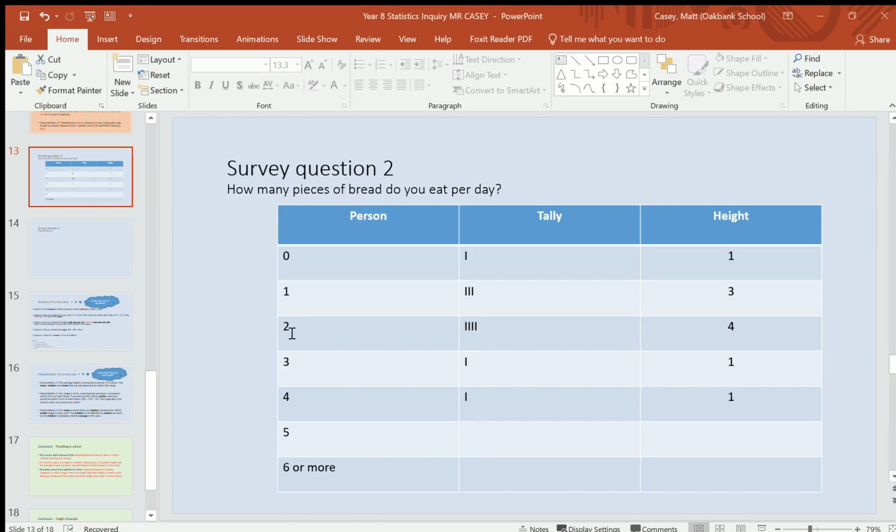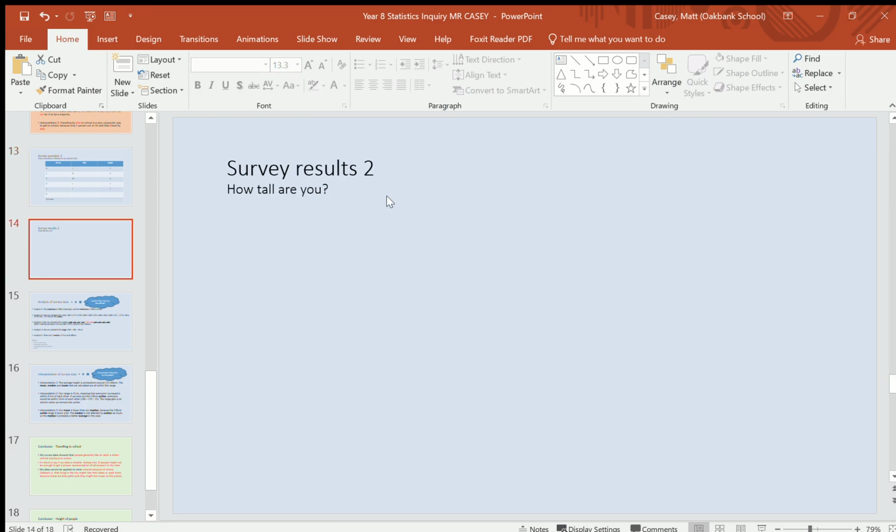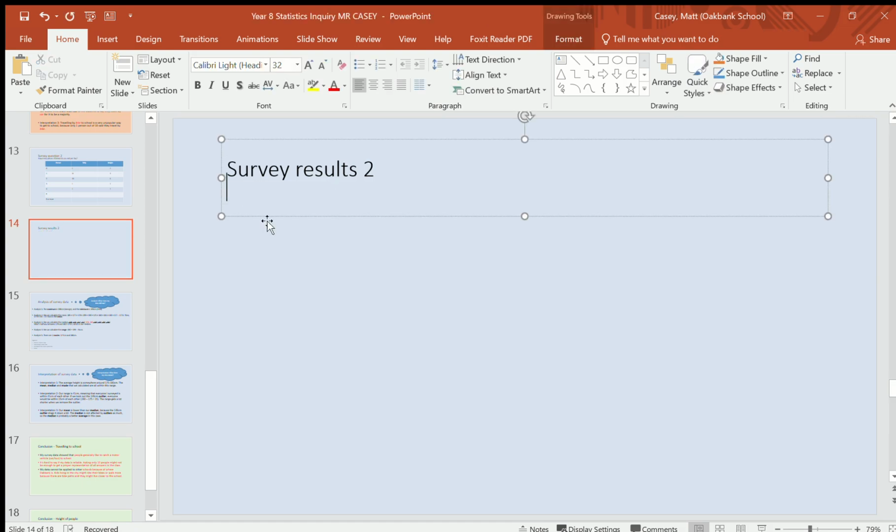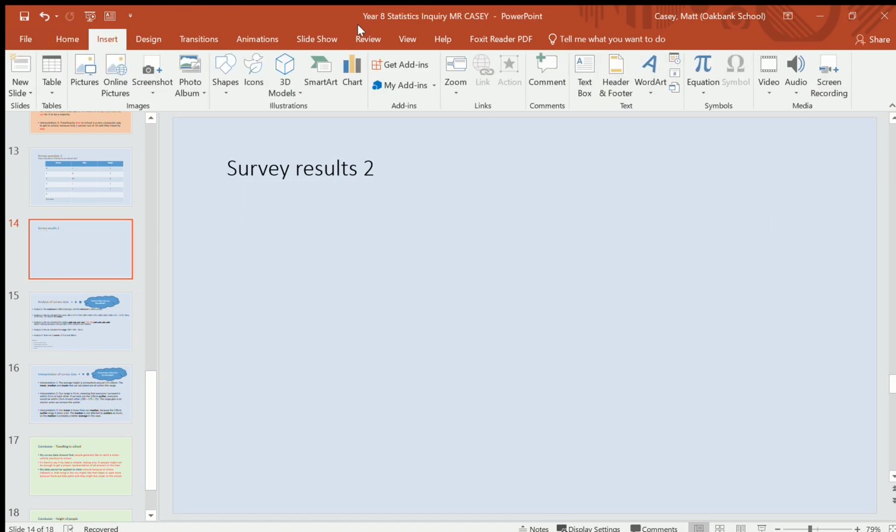So I've surveyed some people. How many bits of bread do you eat per day? And they've given me this. I'll get rid of that. That's off the previous one. So let's put our chart in.